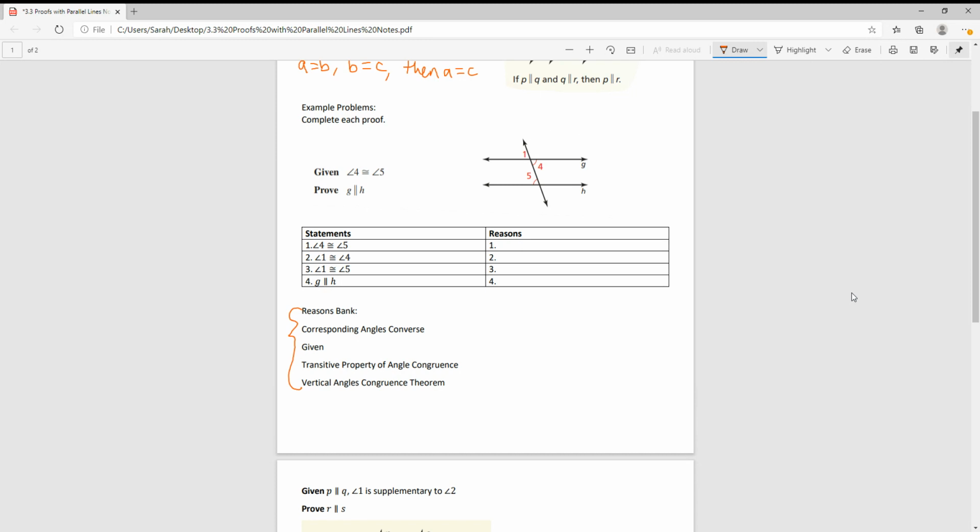So angle 4 is congruent to angle 5. How do we know that? Well, that information was given. So our reason here is given.